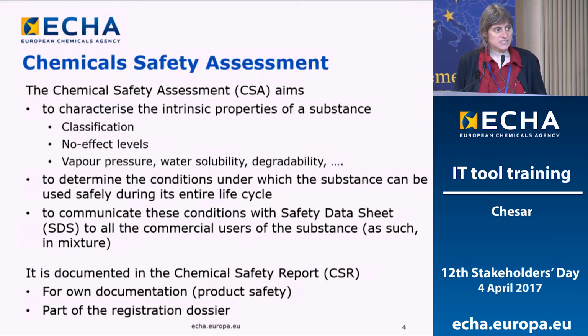The chemical safety assessment is documented in the chemical safety report for the own documentation of the registrant, and is provided as part of the registration dossier. So the information is then forwarded especially to the authorities, and part of the information can also be disseminated.